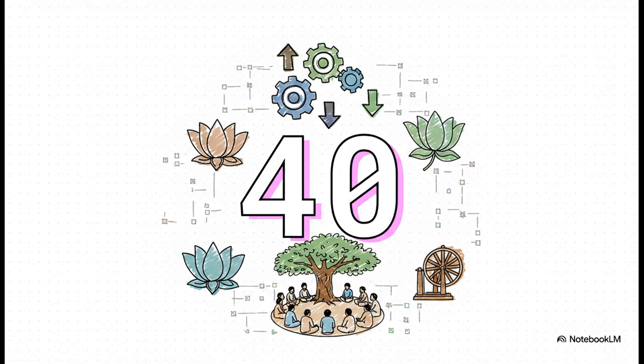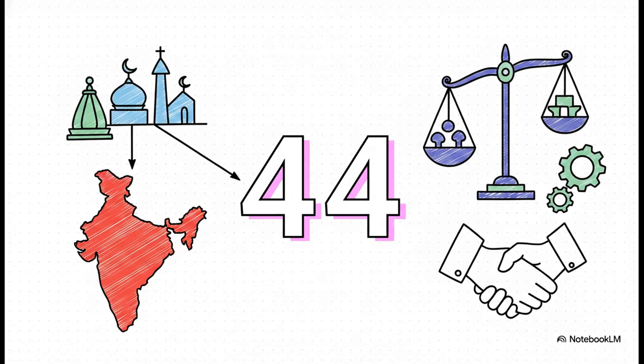It directs the state to organize village panchayats and give them the power they need to actually function as units of self-government. Basically, this is the very bedrock of grassroots democracy in the country. On the flip side, we have Article 44, which is a classic liberal intellectual goal, and a highly discussed one for sure. It states the government should try to secure a uniform civil code for all citizens.